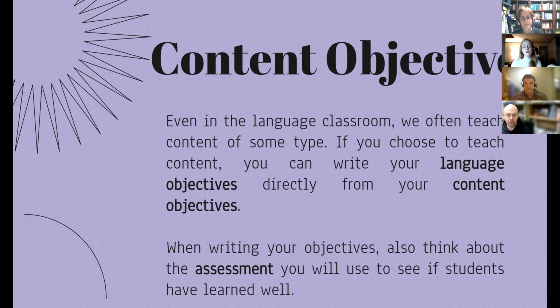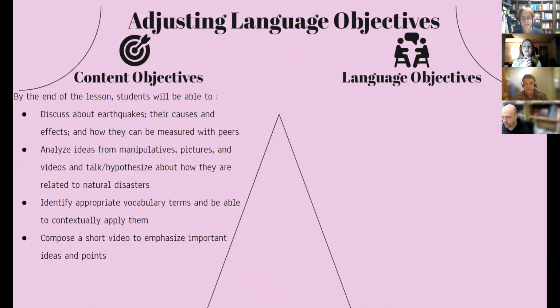And when we're writing our objectives, we want to think about our assessments again. So let's look at some objectives. For content, this is a lesson about earthquakes. It was for, I think, elementary level, but you can just think of this in terms of your students. Think of these as very vague things.